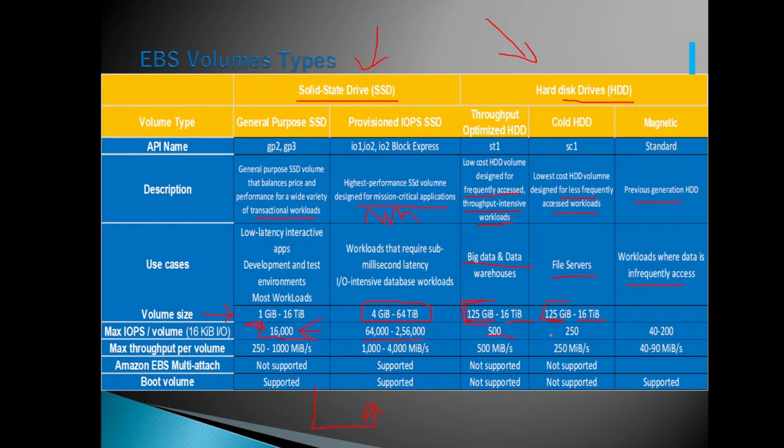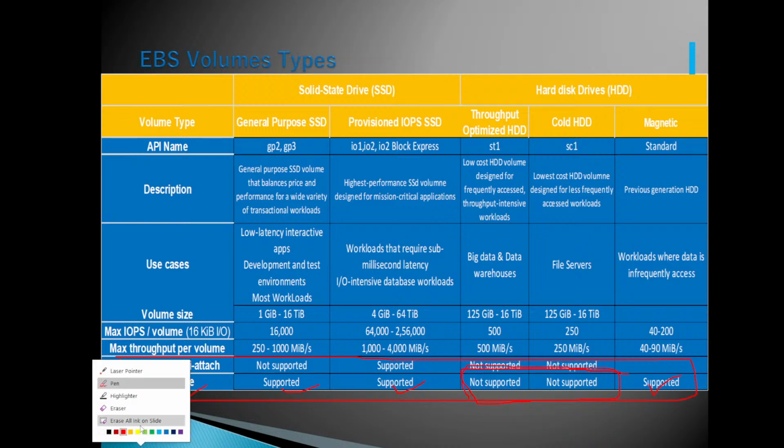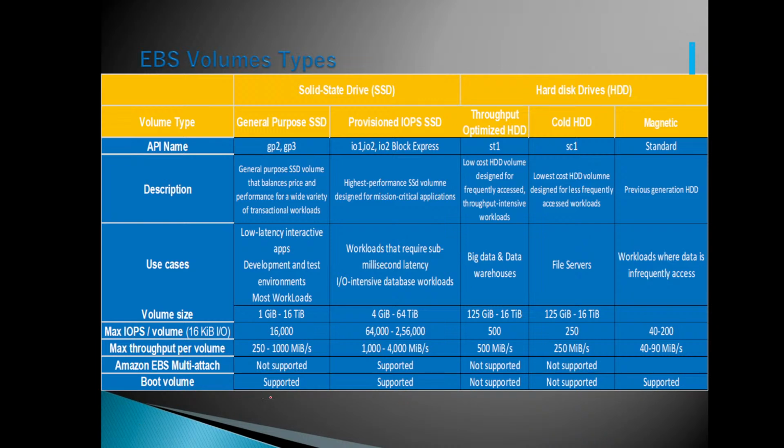Here the throughput IOPS is less as compared to SSDs. Here you can see the different throughputs available. Now the last two categories are important. Boot volume. So this is supported, this is supported, and this is supported. Throughput optimized and cold storage don't support bootability, or root volume. This is very important to remember for the exam and for certification.